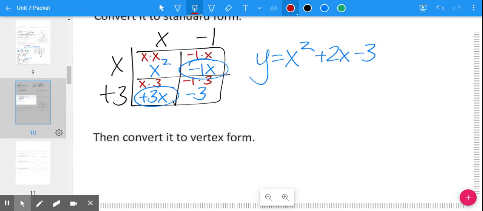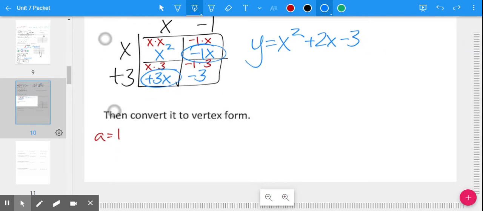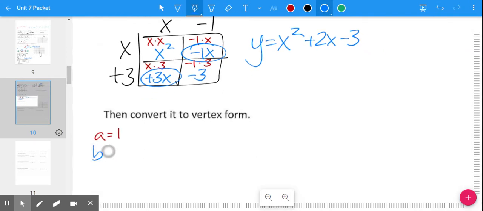So remember, label the things you need. It's A and B. So we have A is 1, because there's an implied 1 in front of the x squared. B is 2, and C is negative 3.